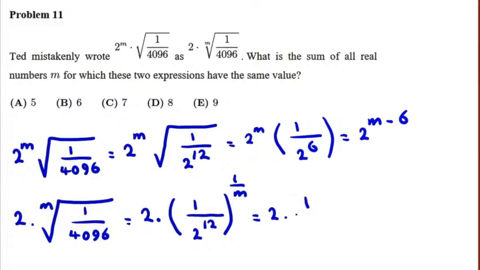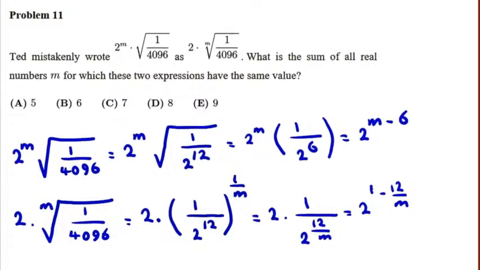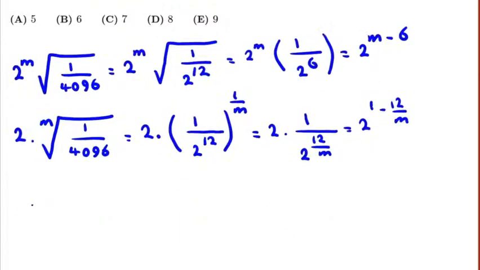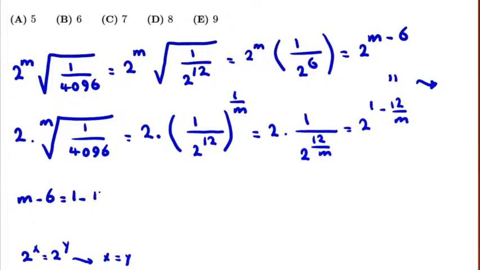So it will be 2 times 1 over 2 to the power of 12 over m. So it will be 2 to the power of 1 minus 12 over m. Now, when they are equal, the powers should be equal. Know this: if 2 to the x equals 2 to the y, then x equals y. So, because the problem says they should be equal, we conclude m minus 6 equals 1 minus 12 over m.